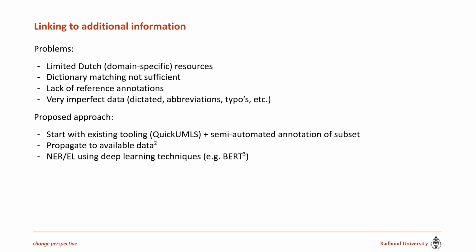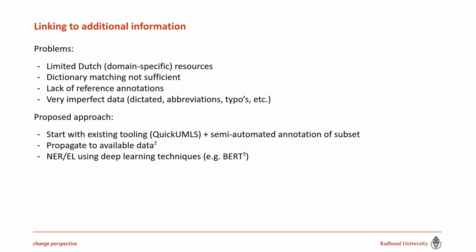Some problems that we run into are that there are very limited Dutch resources, and especially very limited domain-specific Dutch resources. We already see that dictionary matching is not sufficient, as is shown by the examples I previously mentioned. We are dealing with a lack of reference annotations, and our data is very imperfect. The reports are a mix of dictated and written, so there are speech recognition errors, abbreviations that may or may not exist, typos, etc.